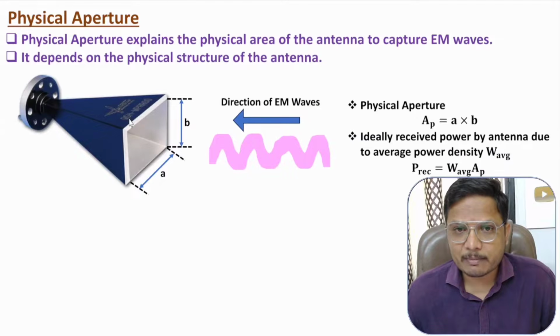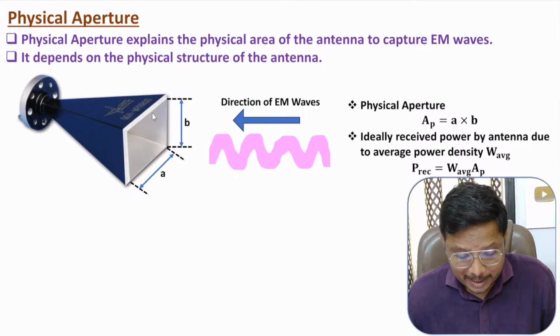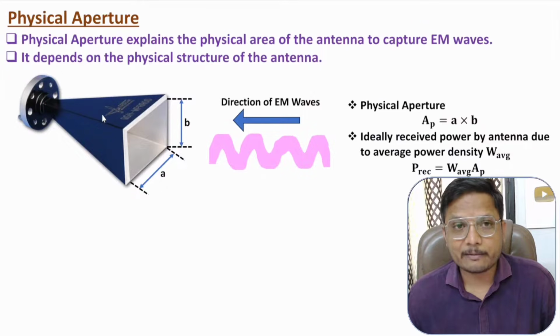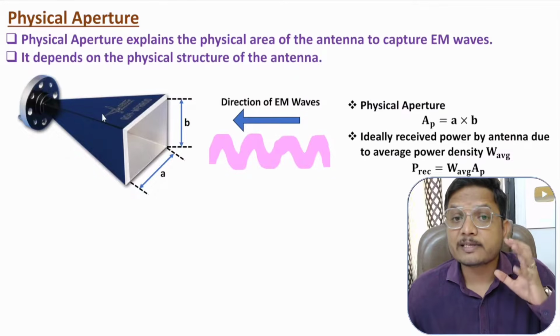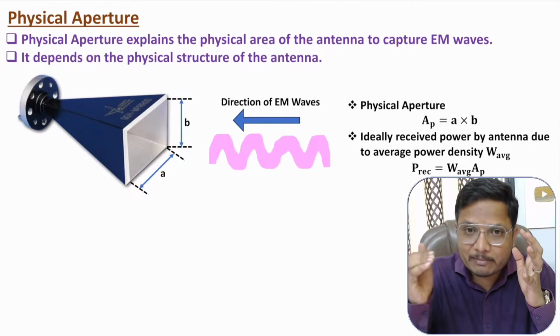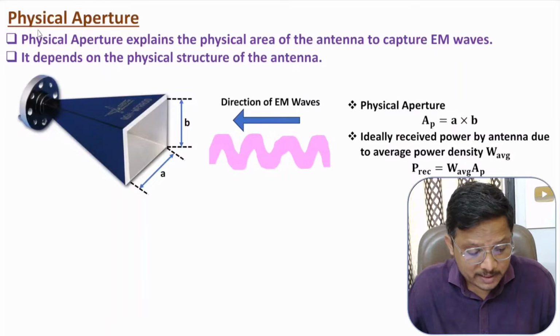Now, based on physical aperture, ideally, how much power should be received by the antenna? Ideally, the power received by the antenna will be based on the average power density. If the average power density is W average, then the average power density into the physical area will be the ideal received power by this antenna, right? So physical aperture explains the physical dimensions, the areas where the antenna will ideally be receiving electromagnetic waves, right? But this is an ideal calculation with respect to physical aperture.